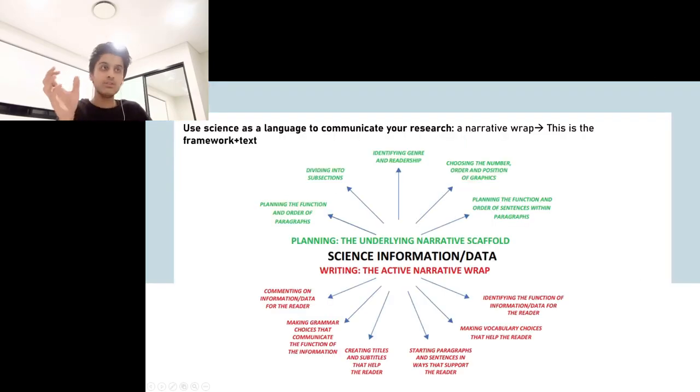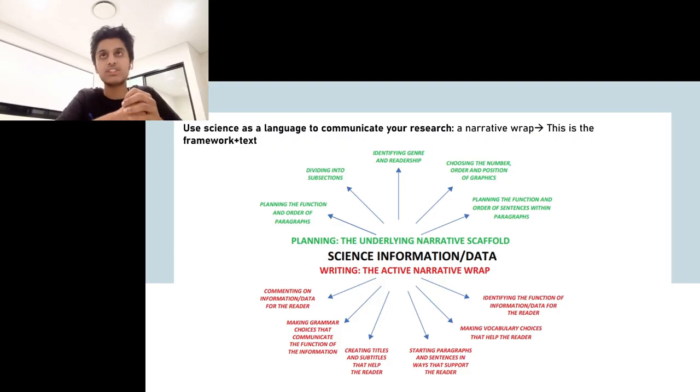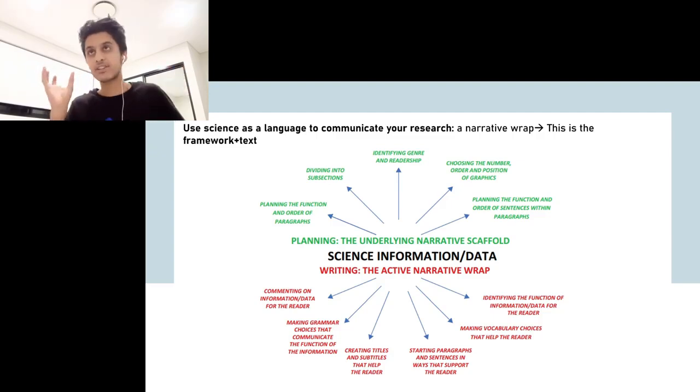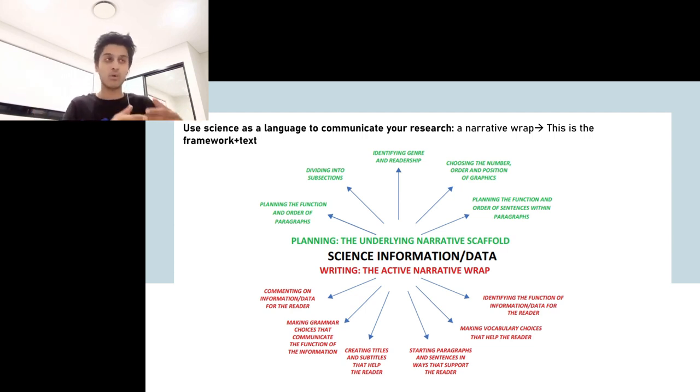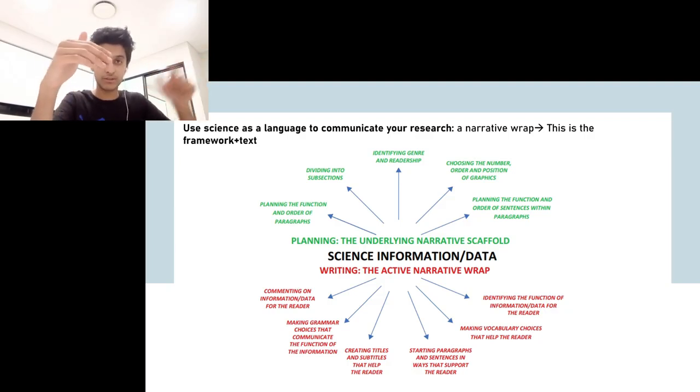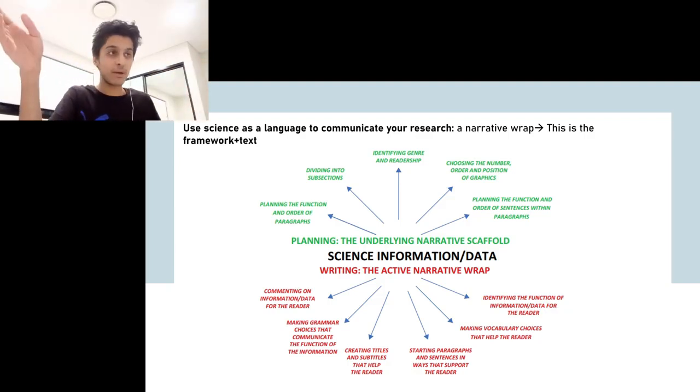Okay, next. You want to use science as a language. And this is something called narrative wrap. If you want to communicate your research, you have to use science as a language. Basically, you have two things when it comes to writing a scientific report: your framework and your language. So first of all, what's your framework? Your framework is your planning. This is titles, subheadings, order of graphics, how you want to present the information, how you want to present the captions, how you want to add the images depending on how you're going to refer to them in the text. That's all your framework. That's all your planning, as you can see here in the green area.